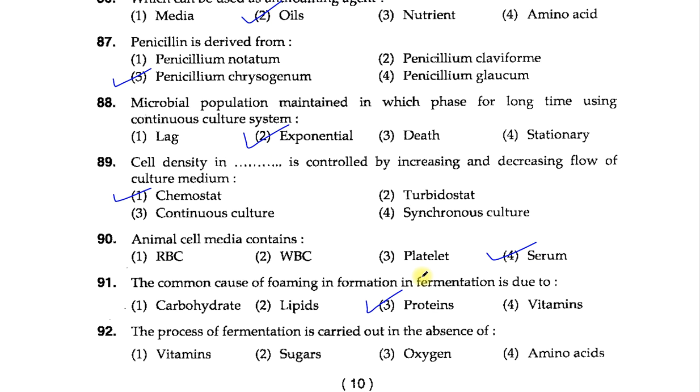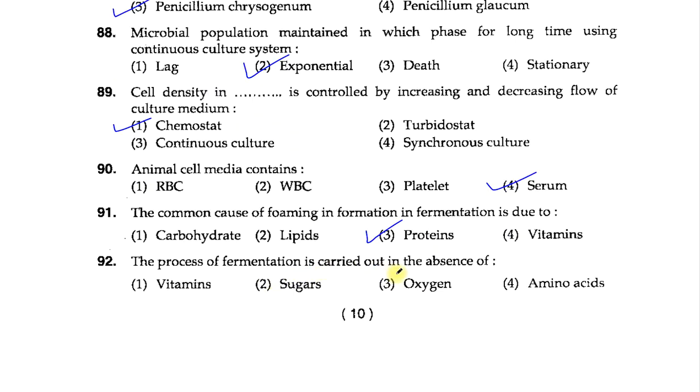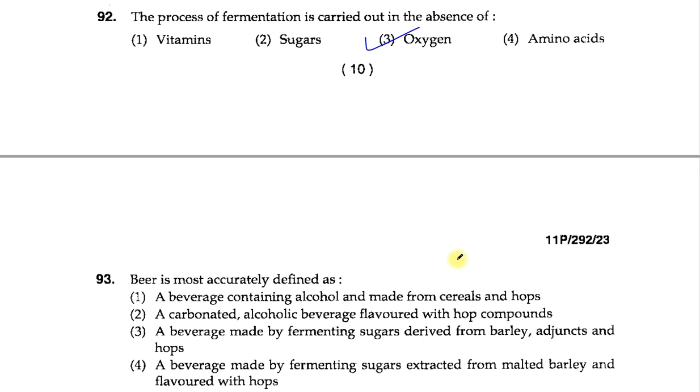Question number 92. The process of fermentation is carried out in the absence of 1. Vitamins, 2. Sugars, 3. Oxygen, 4. Amino acid. The correct option is 3, oxygen.